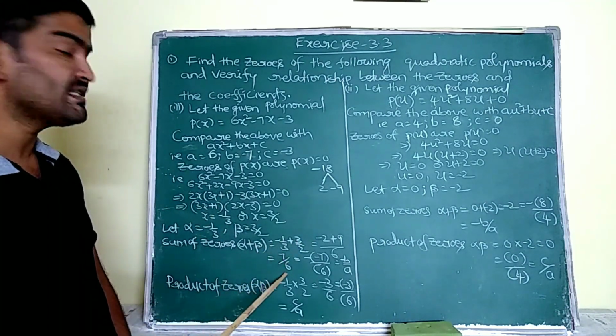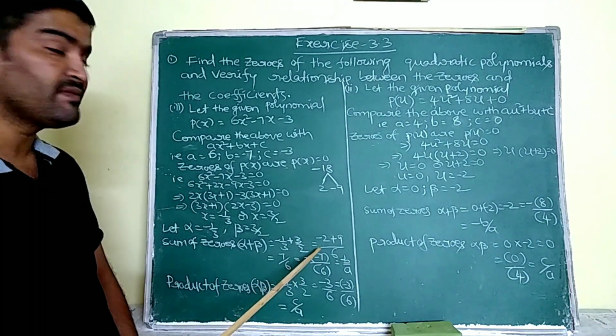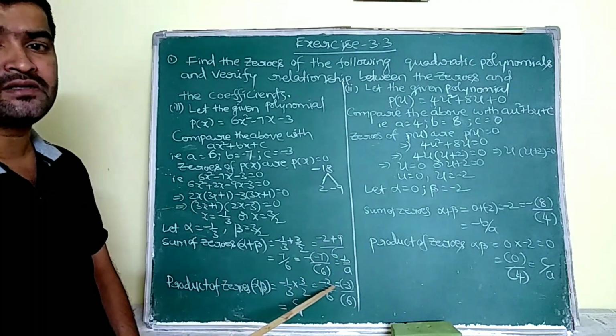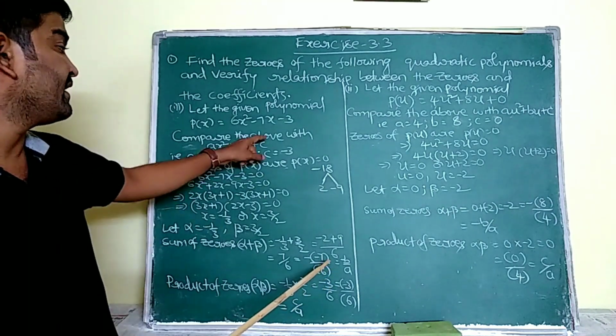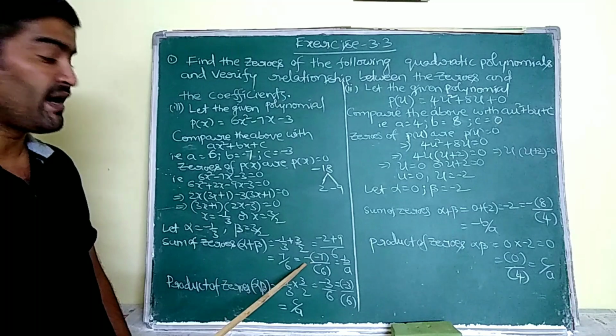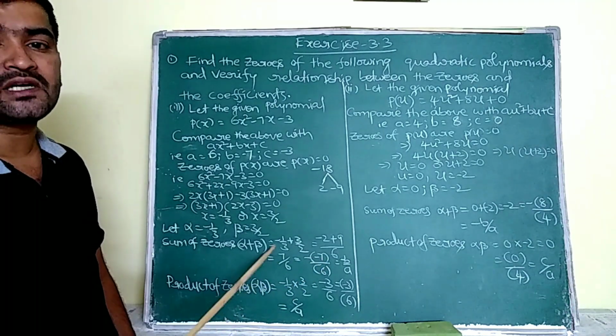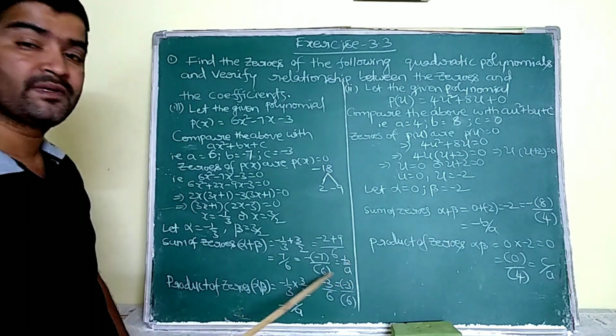This 7 by 6 is equivalent to minus b by a or not, we have to see. For that, just keep minus of empty bracket by empty bracket. In the place of b, write b value as minus 7 and a value as 6. So see, minus of minus 7 by 6 is nothing but 7 by 6 only. So the sum of zeros is verified as minus b by a.